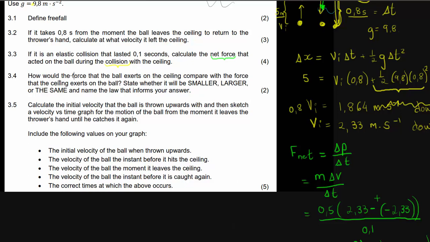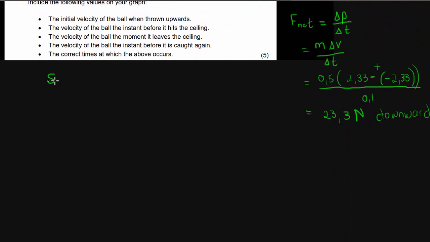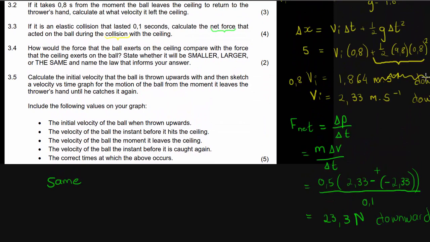Okay, how would the force that the ball exerts on the ceiling compare with the force that the ceiling exerts on the ball? State whether it will be smaller, larger, or the same, and the name of the law that informs your answer. So hopefully you know that it would be the same, and the reason why it would be the same is because of Newton's third law: whatever force the ball is exerting on the ceiling is exerted back on the ball. So that's Newton 3. They ask for the name, so write it out, Newton 3.